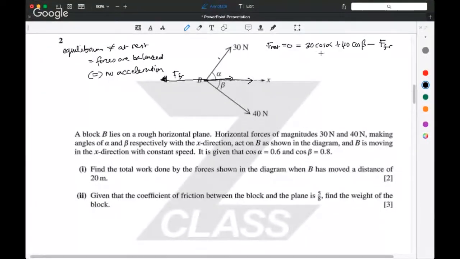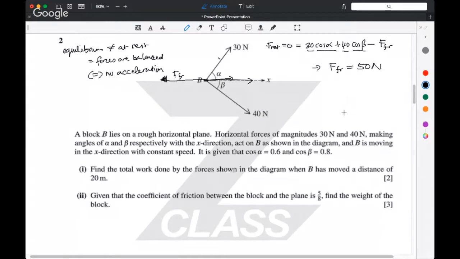So we know what 30 is, we know what the cosine of alpha is, we know 40, we know what the cosine of beta is. And this gives you that the force of friction is equal to 50 newtons. Well, that's great. But what we want to know is the total work done.